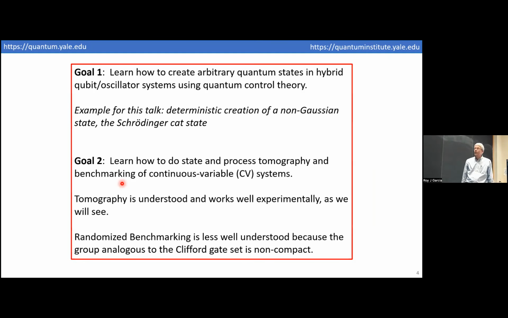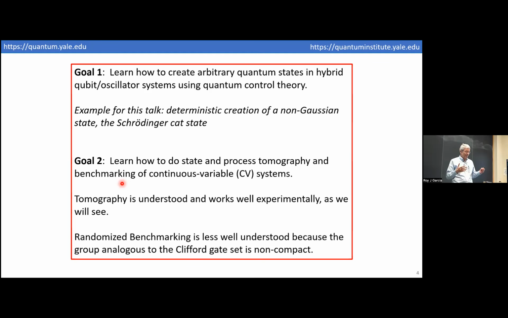So I'm going to learn how to create these arbitrary quantum states. And as an illustration of doing it in a way that we can understand what's going on, I'm going to illustrate that with a simple thing, which is deterministic creation of an interesting non-Gaussian state, the Schrodinger cat state.